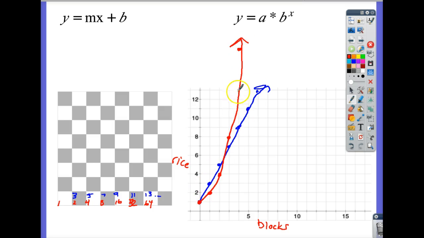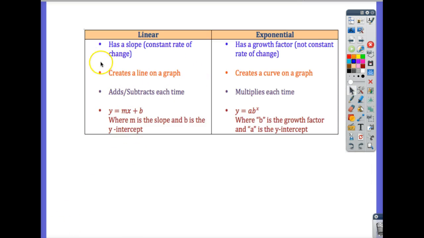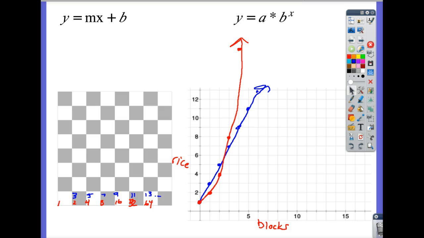This is a curve here, whereas the straight line, if we're just adding and subtracting, is going to start out and then just go whoop, right on up. Okay, so we see that linear, if you add or subtract each time, creates a line. For exponential, if you multiply each time, it makes a curve. Let's see how those look in our equations.